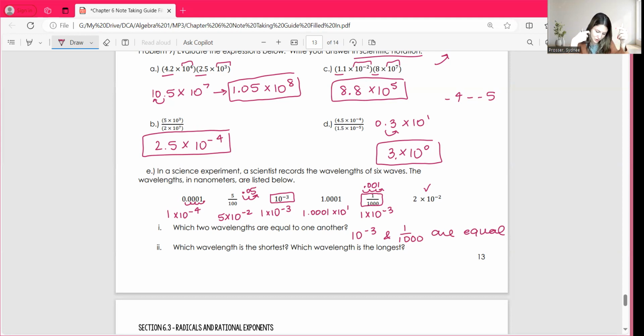Which wavelength is the shortest? Which wavelength is the longest? So our shortest one is going to be the one with our, notice here, our smallest exponent. So I've got 1 times 10 to the negative 4th is the shortest. And then what's the longest is the one with our positive exponent. That's this one. 1.0001 is the longest.